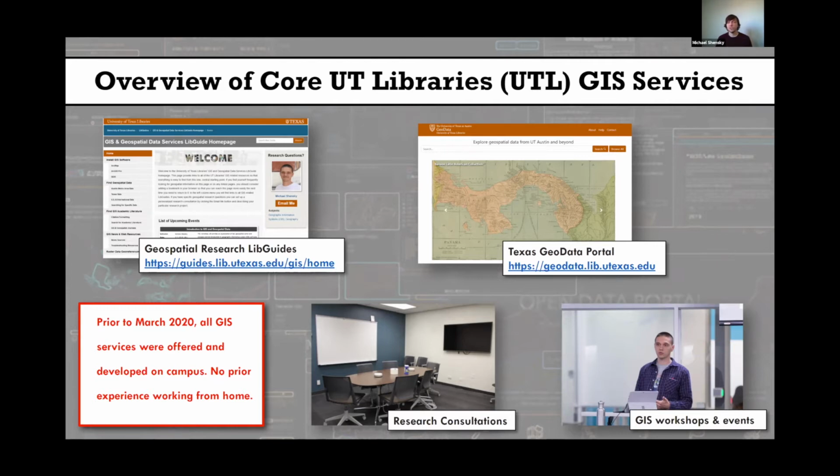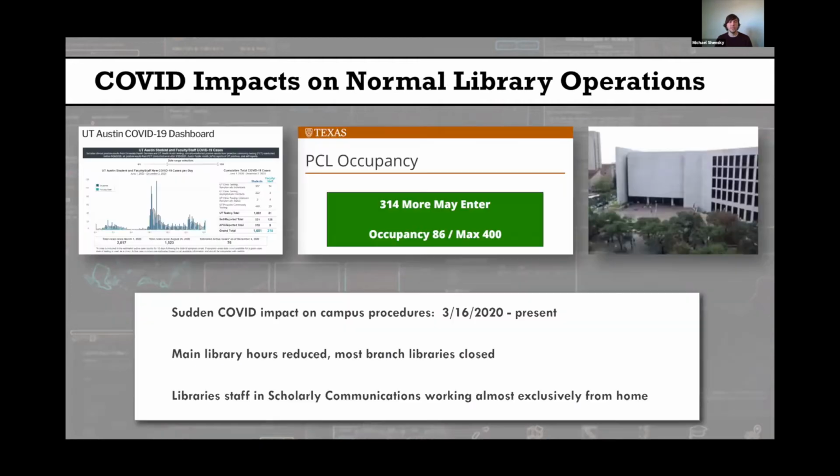And as the GIS and geospatial data coordinator for the UT libraries, I am the main GIS person for the libraries. And so, figuring out how to adapt our services to meet the needs of the campus community in this new environment, that largely fell on me to put these pieces together and figure out how we might be able to make sure we're continuing to provide the support that the campus needed.